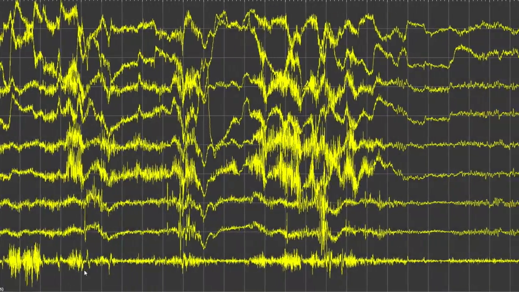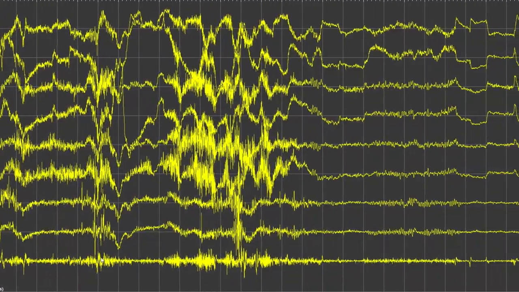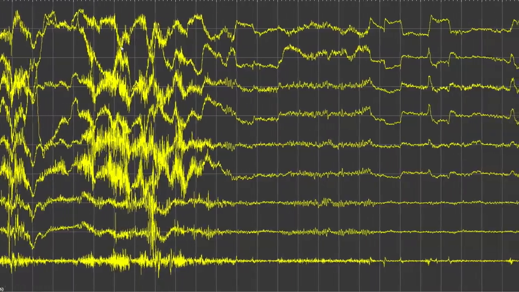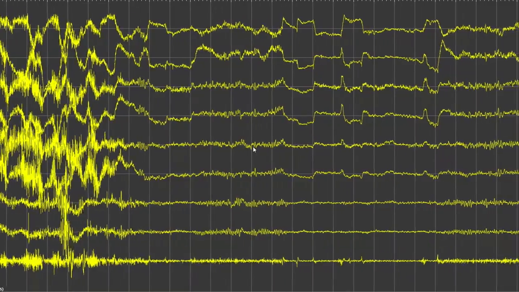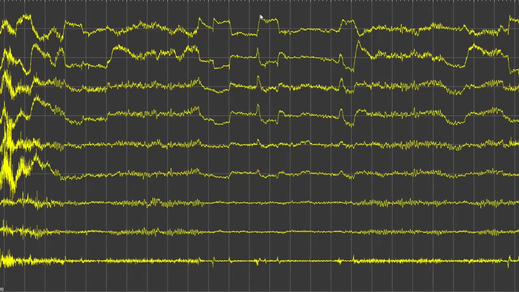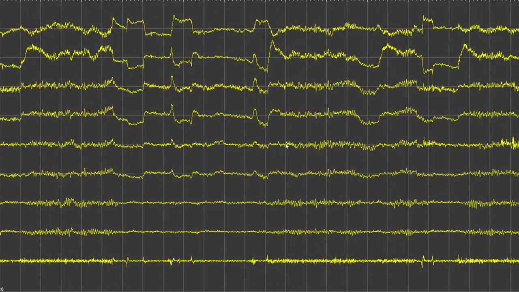This is what a brain looks like when you're awake. At some points, there are large voltage fluctuations across all of the electrodes, indicating the wearer is moving. At others, we can see large voltage fluctuations in only the electrodes near the eyes, indicating blinking.